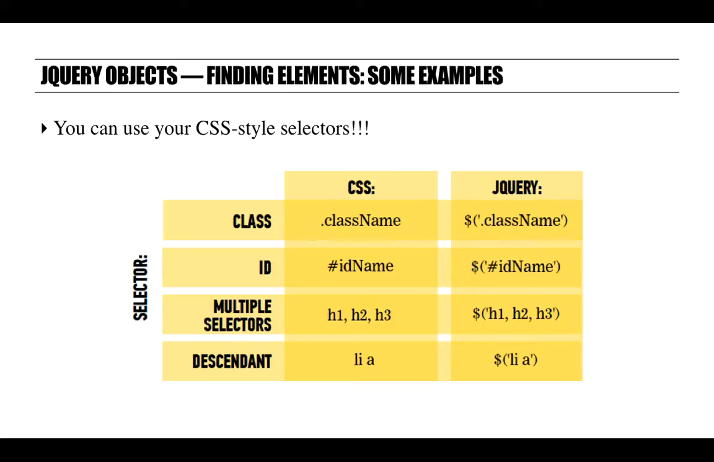Okay, so this is just an example of how you can select things. In CSS, it was dot class name. In jQuery, it would be the same thing, but wrapped in the dollar sign, parentheses, and quotes. And if you wanted to select multiple things, then it would be separated by a comma. So in this case, we're selecting the H1, H2, and H3 on our page.